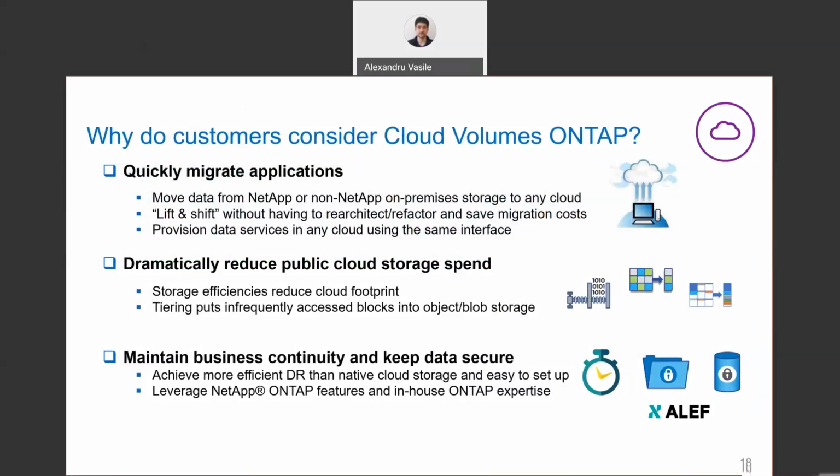You can dynamically reduce the public cloud storage spend because it uses storage efficiency features of a real ONTAP, like compression, deduplication, compaction, and so on. It is used to maintain business continuity and keep data secure. So basically, you can do DR in the cloud using on-premises as a source and a CVO as a target. Basically, that's most of the usage. It's for DR purposes.